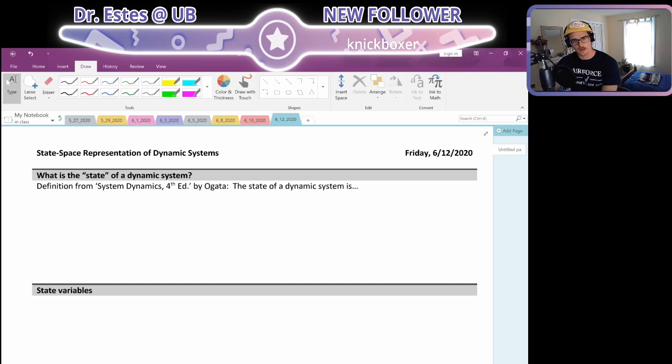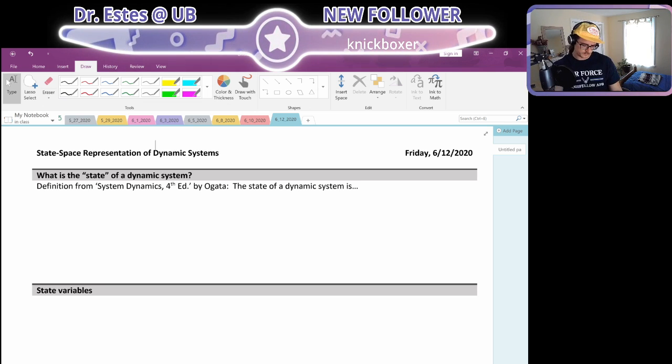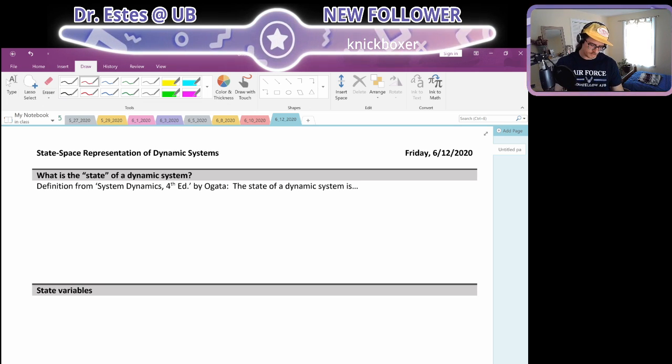Today we're talking about state space representation of dynamic systems. This is probably the most popular way of mathematically representing a dynamic system. I'm going to write that at the top. I'm going to make a bold statement.